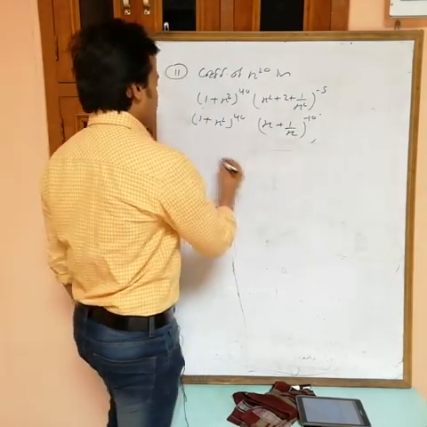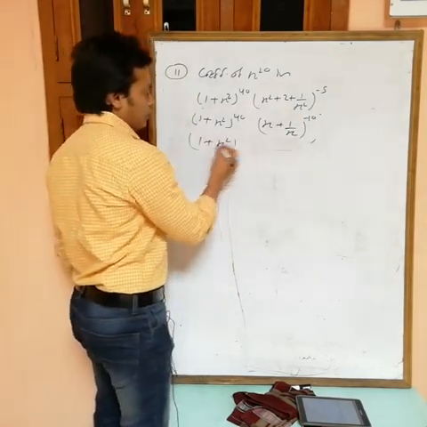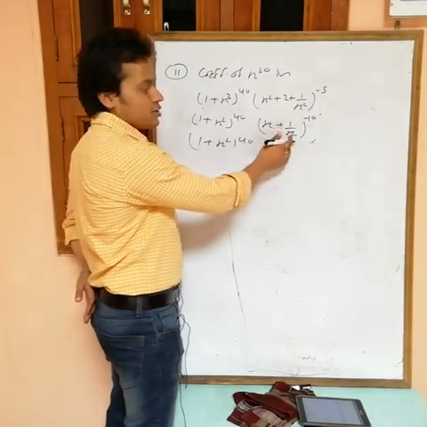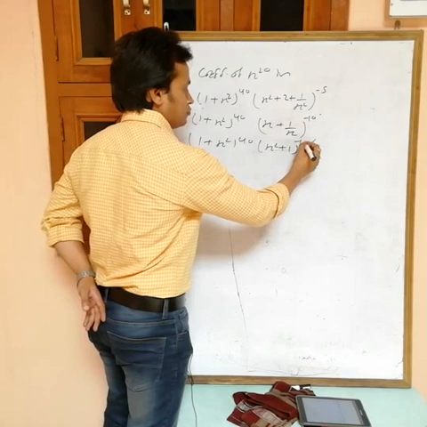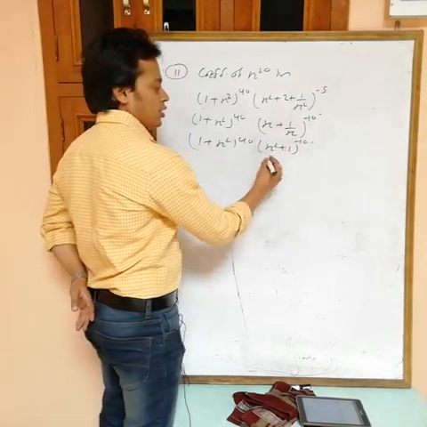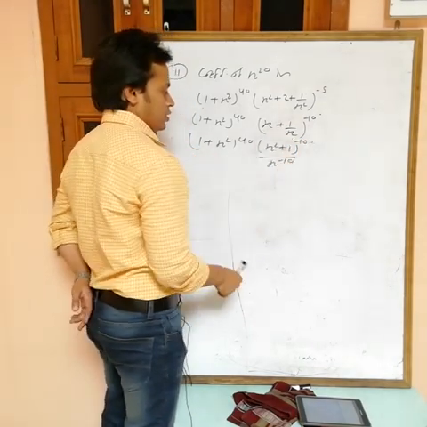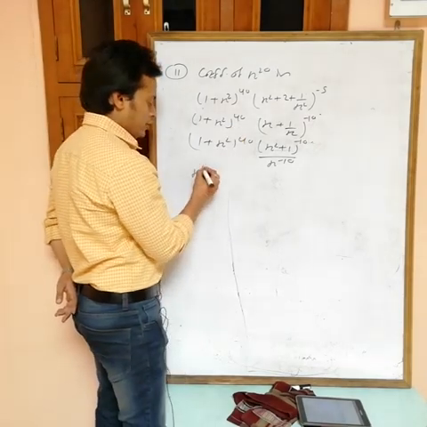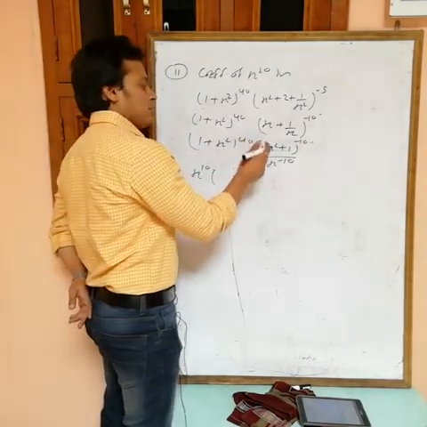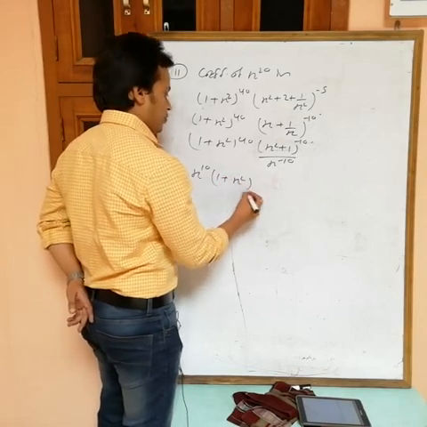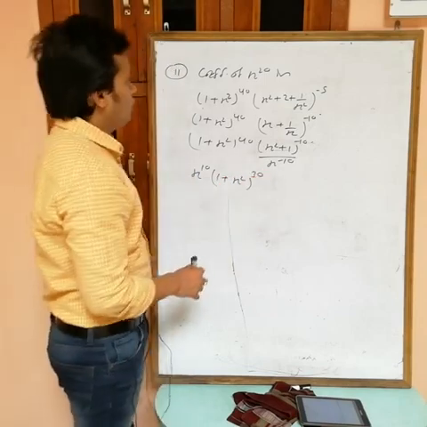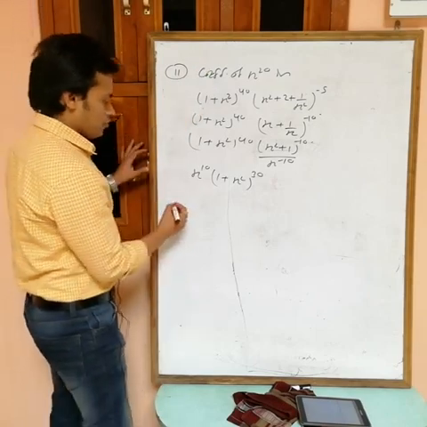Now take the LCM. (1 + x²)⁴⁰. If you take the LCM x, then (x² + 1)⁻¹⁰ in the numerator and x⁻¹⁰ in the denominator. x⁻¹⁰ in the denominator becomes x¹⁰ in the numerator. (1 + x²)⁴⁰ times (1 + x²)⁻¹⁰. If you combine them, then (1 + x²)³⁰. Now what do we want? We want the coefficient of x²⁰.